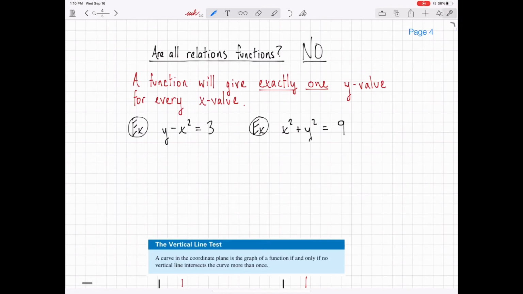What you do with these is just solve for y. So if I add this x squared to both sides, I will end up with y equals 3 plus x squared. And the question is, is that a function? That is a function.